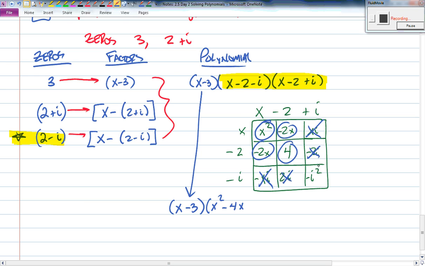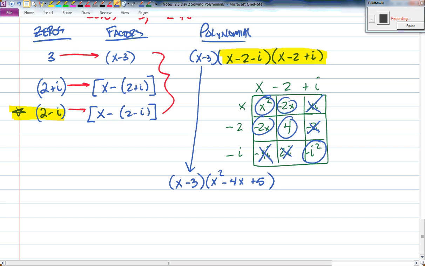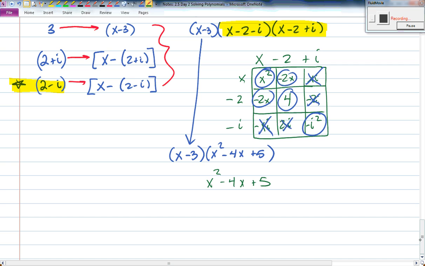And then, wait a minute, negative i squared. How much is negative i squared? 1. So 4 and 1, how much is that? Ooh, that was easy. Okay, so now I still have to multiply these two together. So for that, I'm going to introduce another box. I think it's a little bit more neatly organized, and I'm all about that.